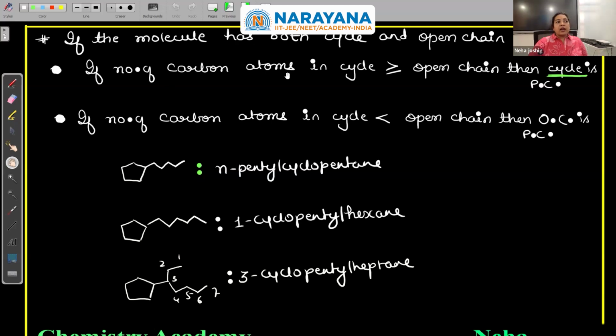So if the number of atoms in the cycle is greater than or equal to the open chain, then the cycle is the parent chain. Even if they are equal, the cycle is still the parent chain. We are talking about when there is no functional group. See, this is 5: 1, 2, 3, 4, 5. This is 5. You will call it n-pentyl cyclopentane. And certainly if they are equal this is the case, then if the cycle is greater, then also certainly this will be the parent chain.